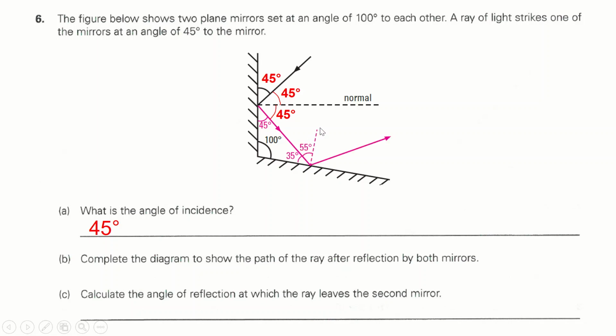So if I were to draw back a normal here, this one will be 55 degrees. So to complete the ray diagram, this will be the completion of the path. Part C will ask you, what's the angle of reflection at which the ray leaves the second mirror? So this is the first mirror, the second mirror, and you are right. Boom. It should be equal to the angle of incidence, which is 55 degrees, right?